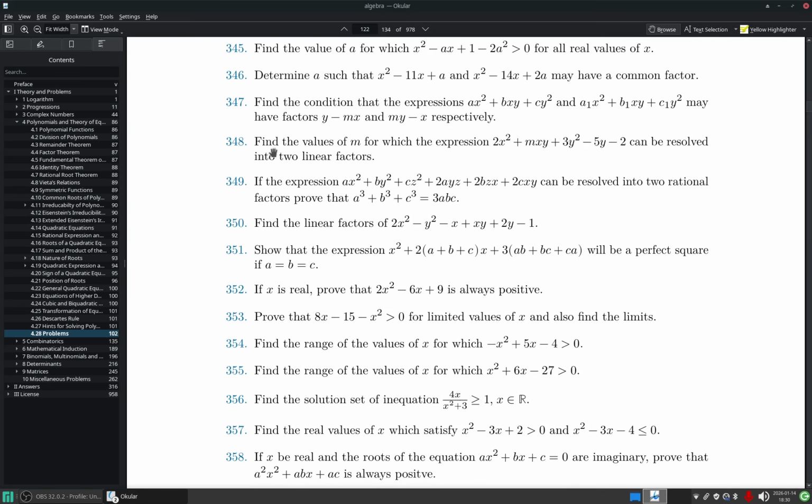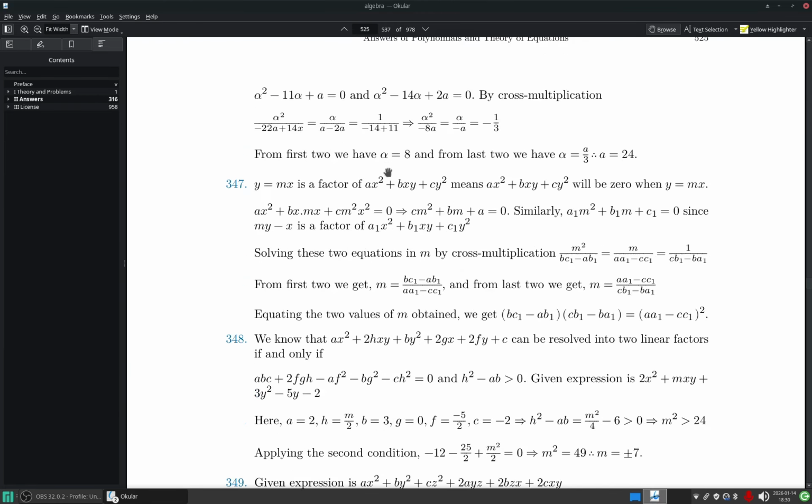Question 348 says: find the values of m for which the expression 2x² + mxy + 3y² - 5y - 2 can be resolved into two linear factors.